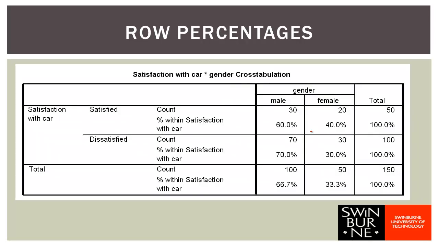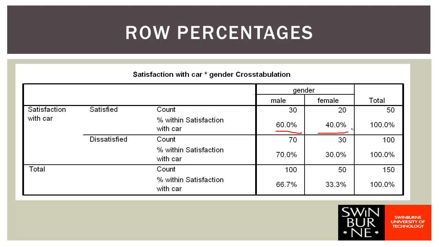So here is a cross-tabulation out of SPSS for car by gender. But what you'll notice is that we have row percentages. So we have the percentage of males and the percentage of females for satisfied and then for dissatisfied. So of the people who were satisfied, 60% were male, 40% were female. But that doesn't make any sense for us to try and interpret. If we're trying to look at differences between males and females, this is not the percentages that we want to be looking at.